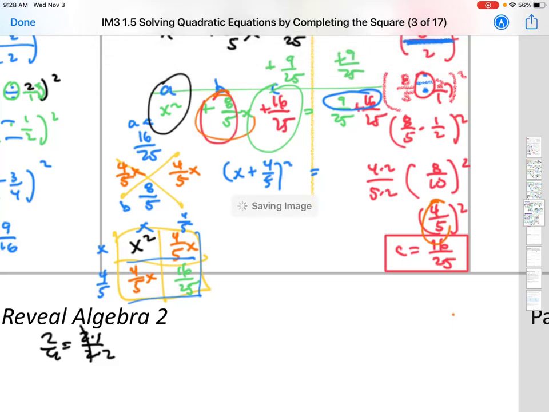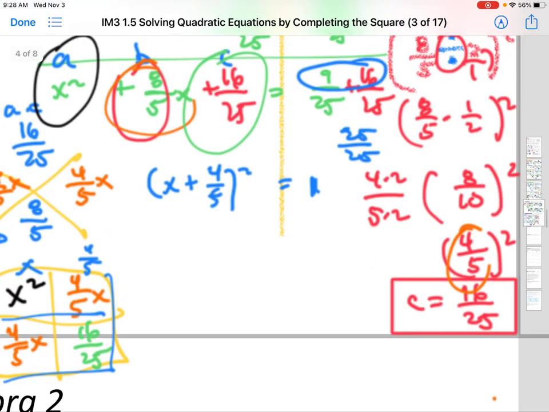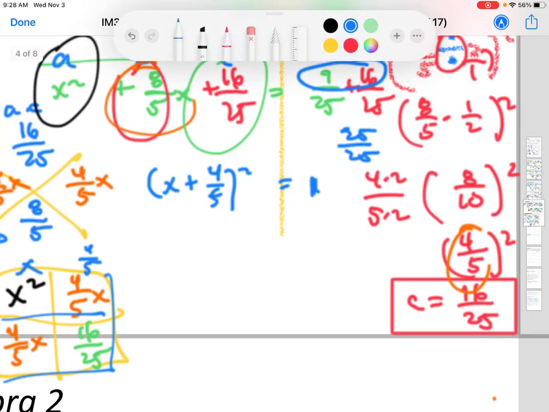It says saving image. Okay. Let's just finish this one up. Saving image.